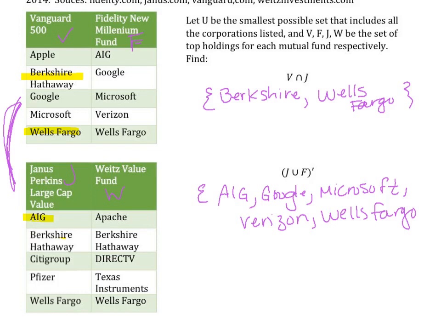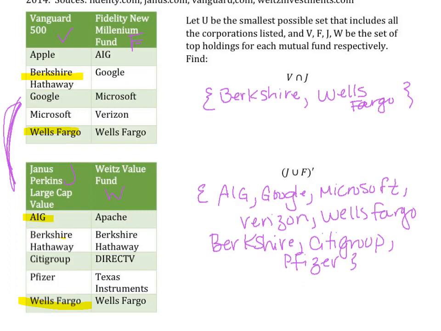Google isn't in this list. We took care of Microsoft. That's not in this list. Verizon's not in this list, but Wells Fargo is in this list. So we need to add Berkshire, Citigroup, and we need to add Pfizer to the list. So these are all of the groups of J union F. So combining the groups of F and J together.